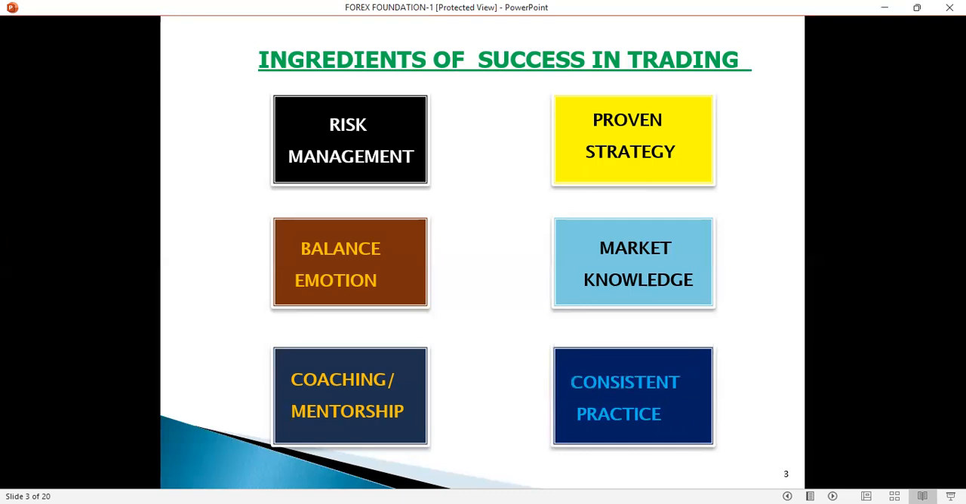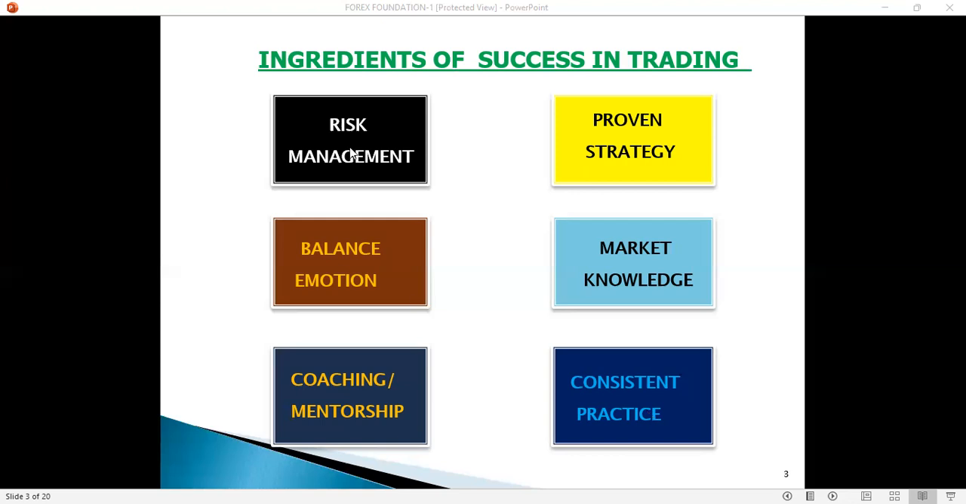All right. So the last one on this page is consistent practice. See, consistent practice is something I don't joke with. By the grace of God, I tell our students that I spend nothing less than 3 to 4 hours on my chart every day. Probably 2 hours in the morning, 2 hours in the afternoon or evening. So altogether, I spend close to 4 hours on the chart. Why am I doing that? I still keep on practicing. So you need to put up consistent practice.